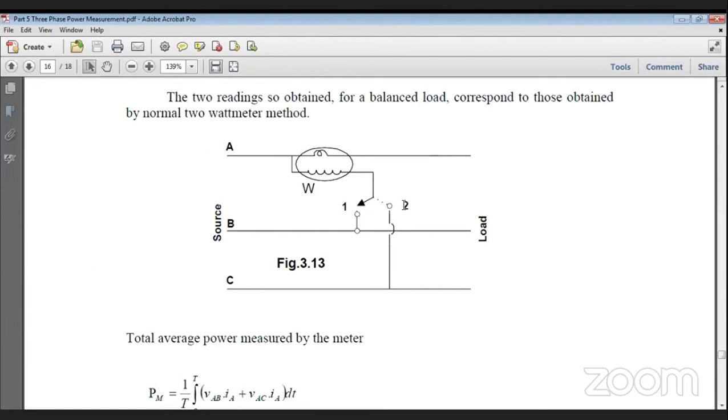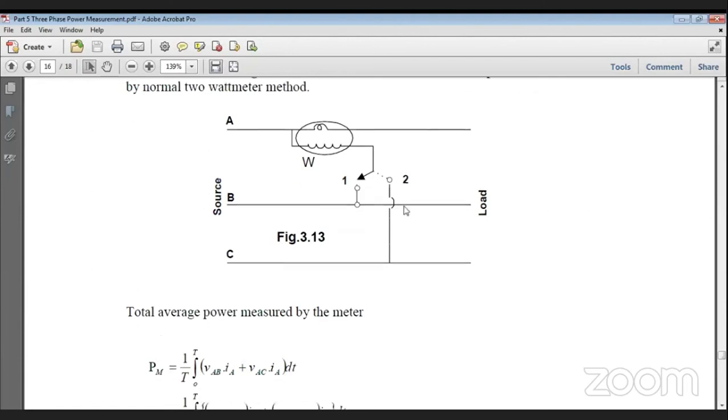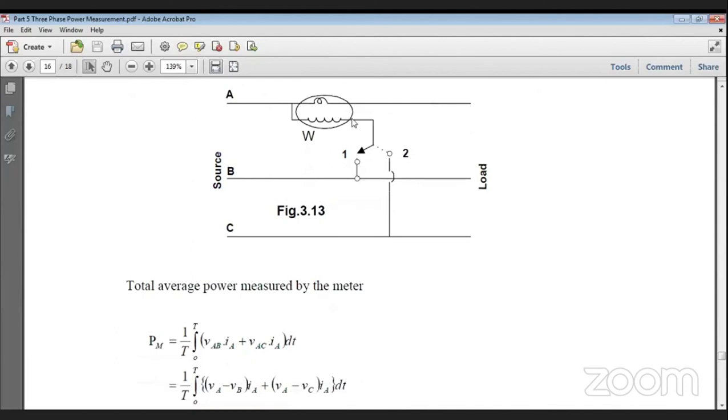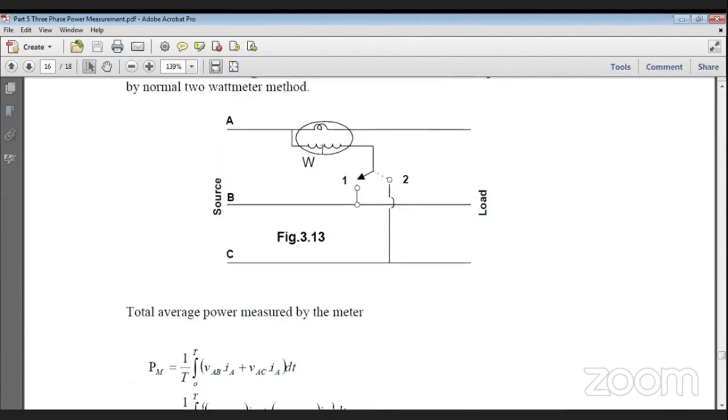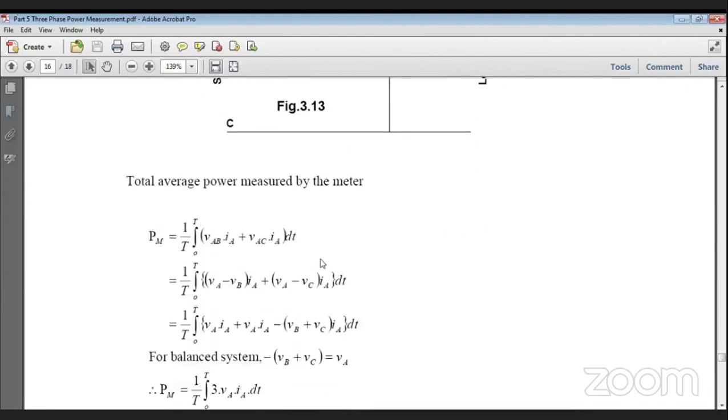Well, look at position 1. What is the voltage across the potential coil? It is VAB. So here you see VAB into IA. What is the voltage across the potential coil when it is in position 2? It is VAC. So you see here VAC. So VAB is VA minus VB. VAC is VA minus VC. So I write down the entire expression.